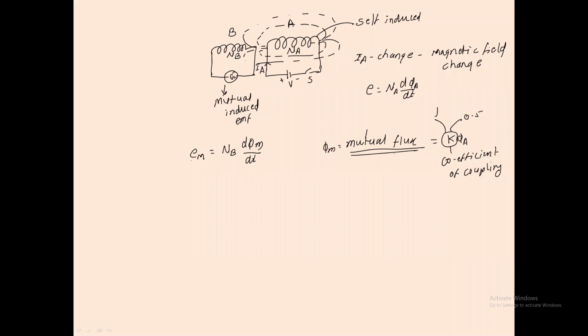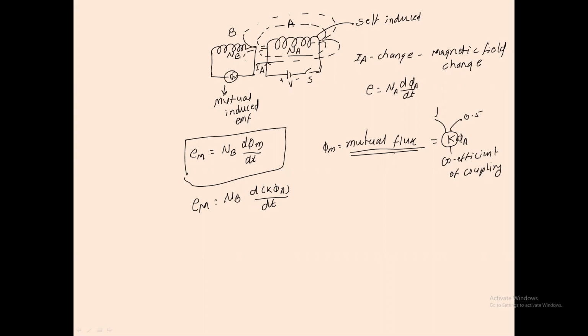So here I can write induced EMF, mutual induced EMF which is EM is equal to NB d phi m by dt, or you can also write EM is equal to NB d in bracket K phi A upon dt. Get it my point? So this K phi A is nothing but, this K is the multiplication factor and the phi A is nothing but the flux produced by the coil A.